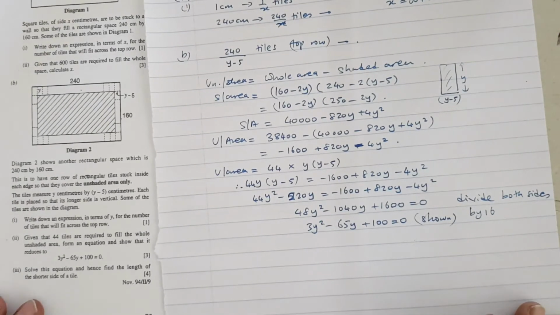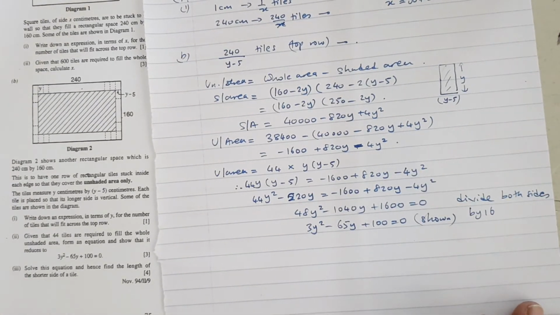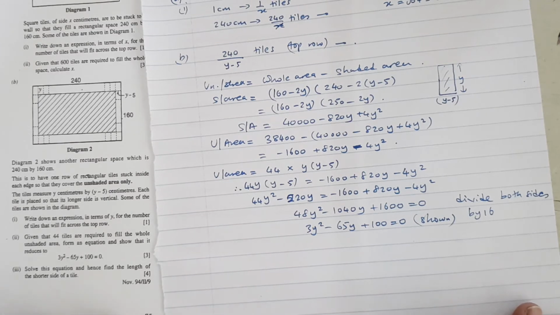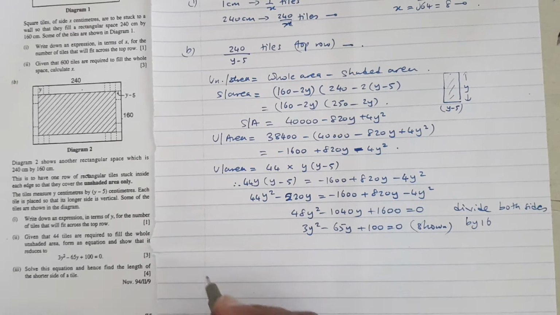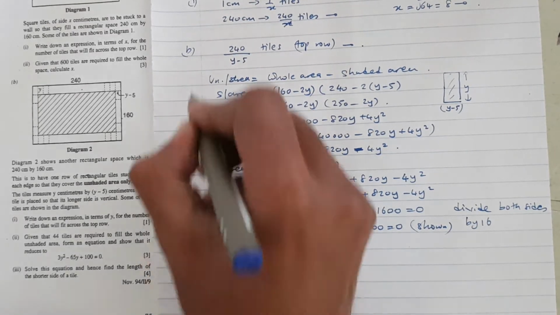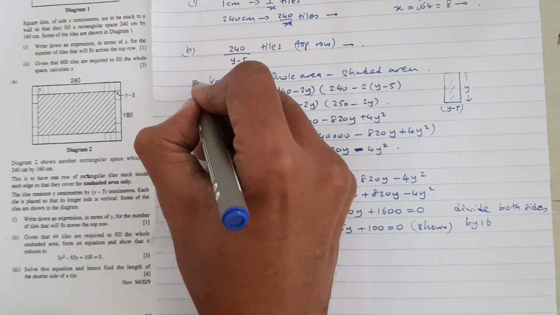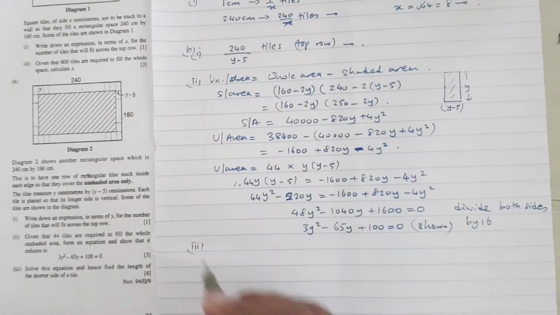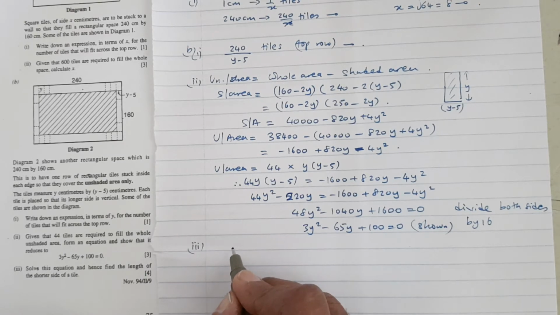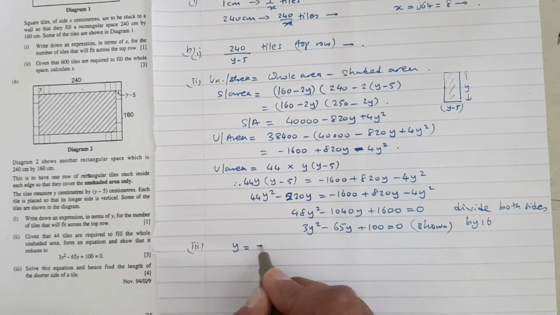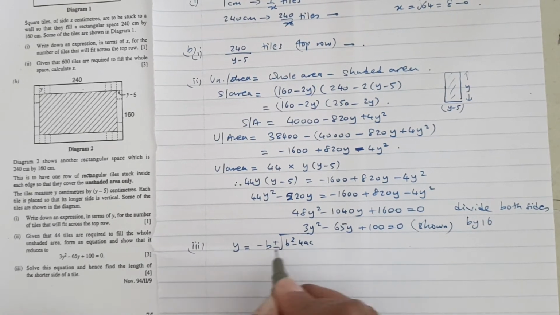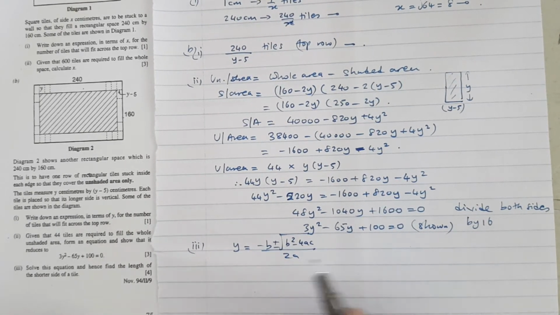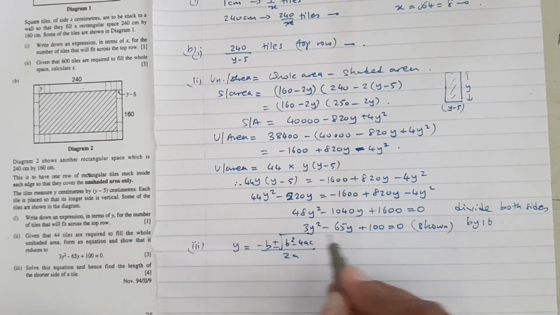Now we need to solve this equation. Okay, so if we were to solve this equation now, let's do it by formula. So for the third part, all right, the second part, and this is the first. So we're going to say that y is equal to minus b plus or minus the root of b squared minus 4ac, divided by 2a. So let's do that.